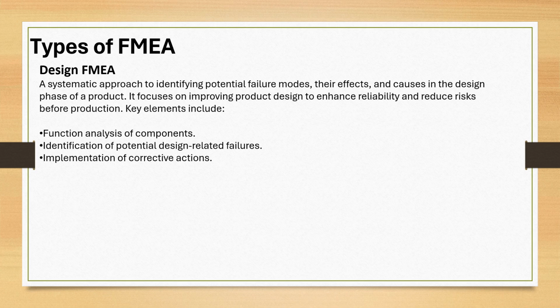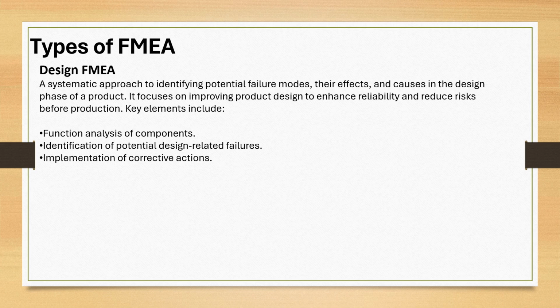And here are some key elements which include, first one is the function analysis of components. So understanding the roles and interaction of each component in the design, right? Next is the identification of potential design related failures. So here pinpointing areas where the design might fail to meet the performance or safety standards, right? Next is the implementation of corrective action. If the risk identified is in a higher category, then you need to take the steps to eliminate or reduce the risk identified during the analysis, right?